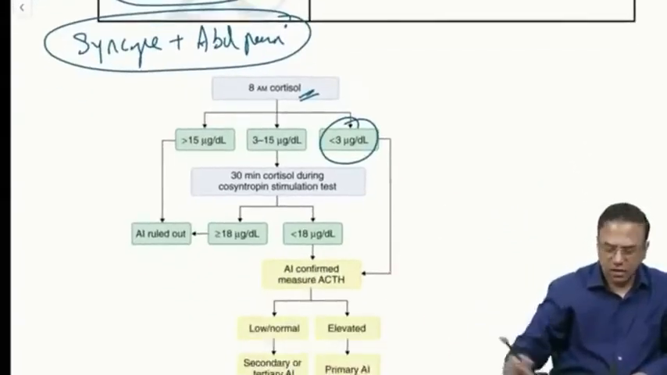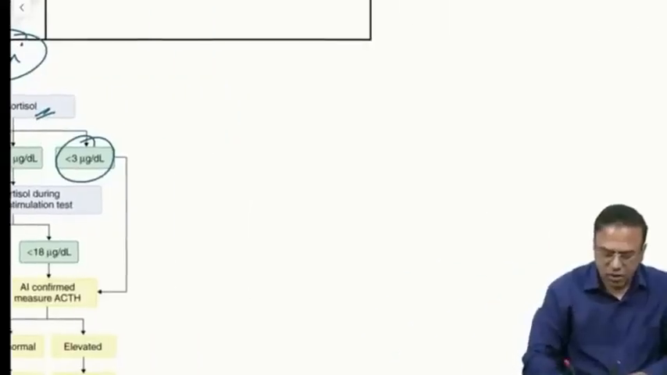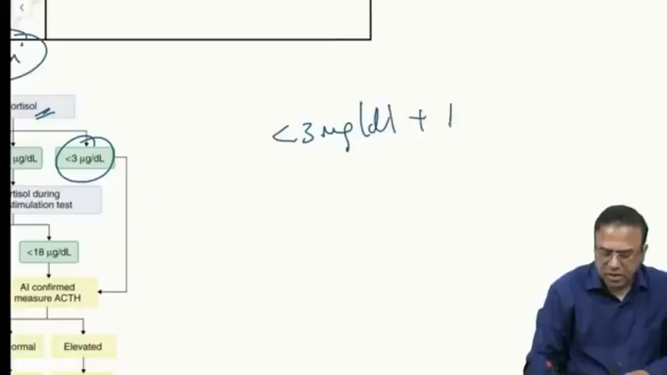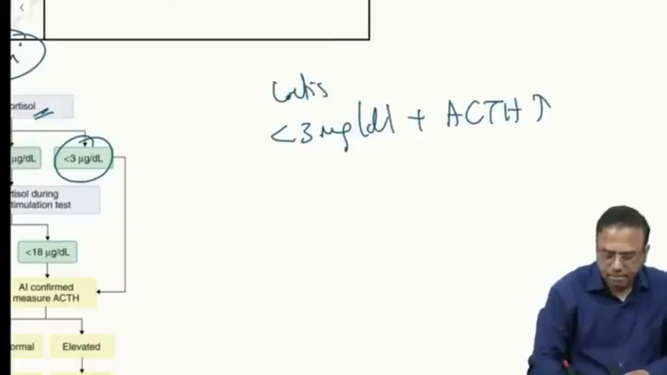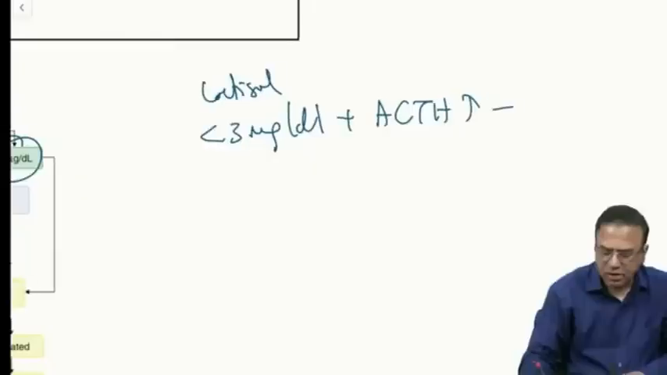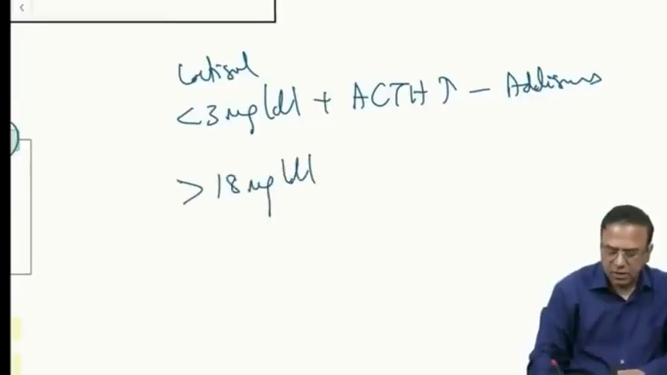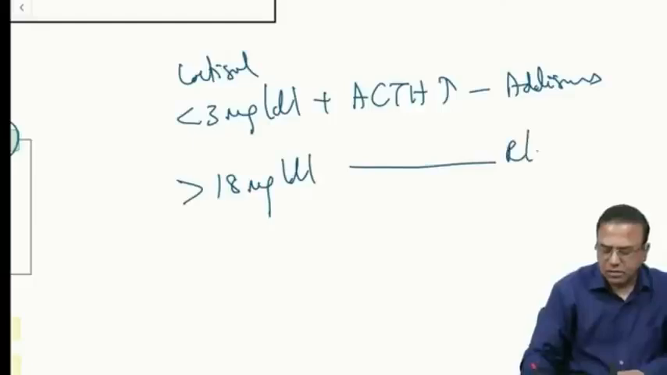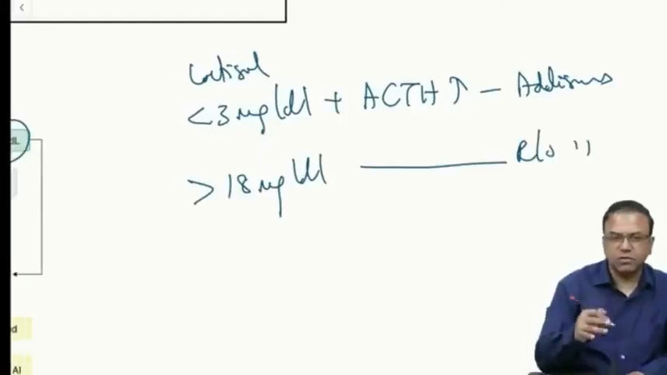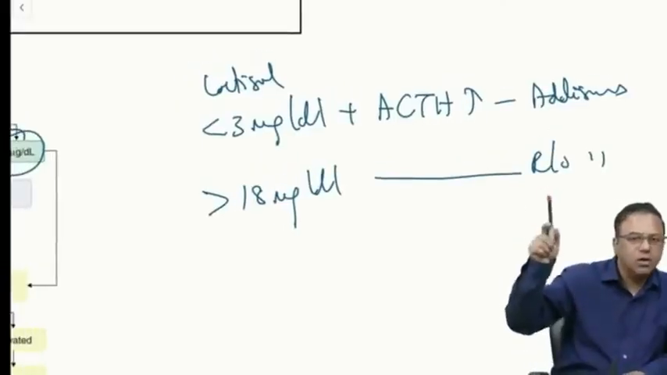If it's high, so what do you start with first? Look at the cortisol. Less than 3 microgram per deciliter plus high ACTH. That is enough for us to tell this patient has got Addison's disease. You don't need anything more. But if you find that the cortisol is more than 18 microgram per deciliter, then you can rule out Addison's. Even if it is stress induced, doesn't matter for us. The adrenal is responding now. It's not Addison's.